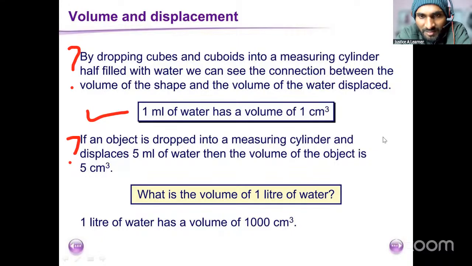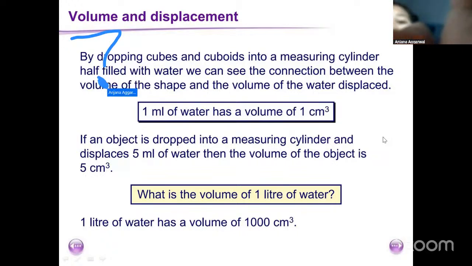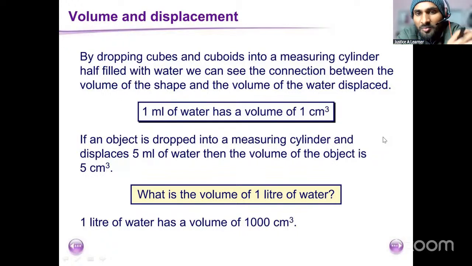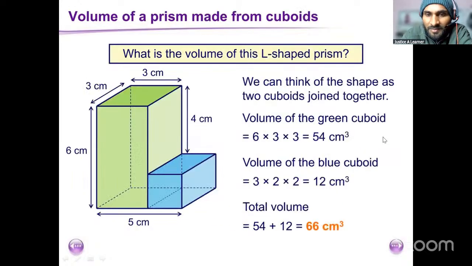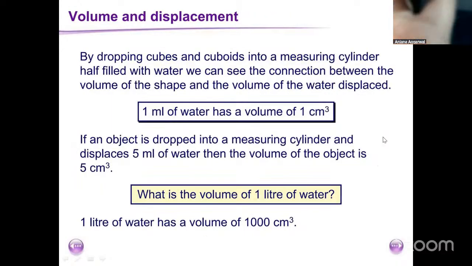Since you've understood these two things, can you now understand the first paragraph? By dropping cubes and cuboids into a measuring cylinder half filled with water, we can see the connection between the volume of the shape and the volume of the water displaced. Okay, let us do this. Here, what is the volume of this L-shaped prism? We already found it earlier, right? Yes.